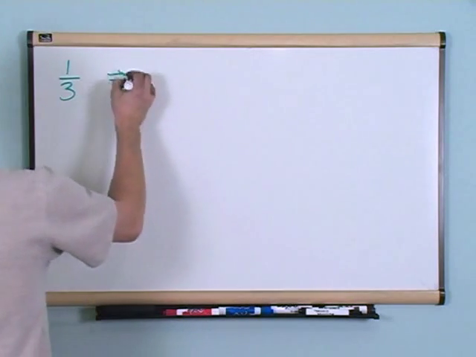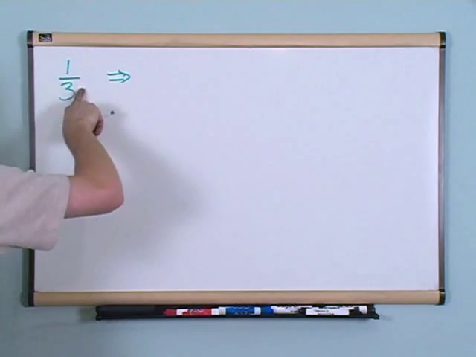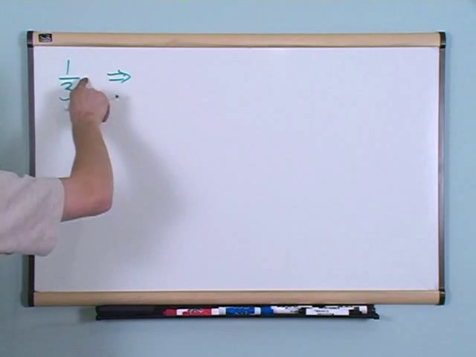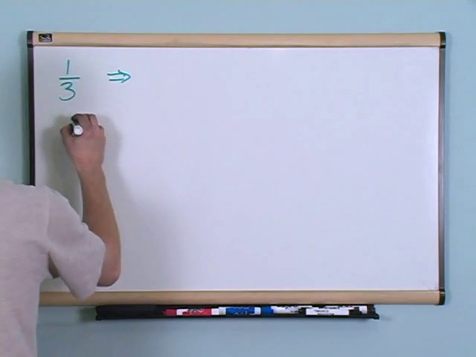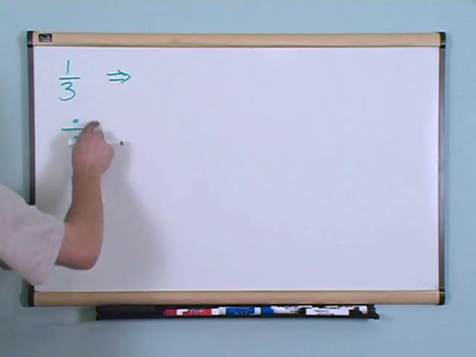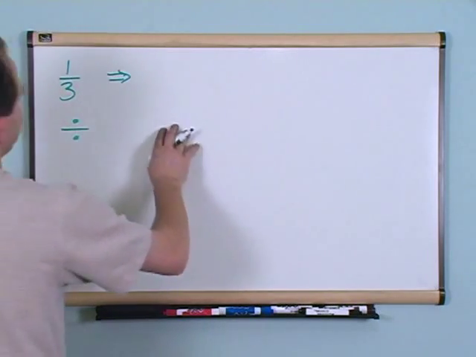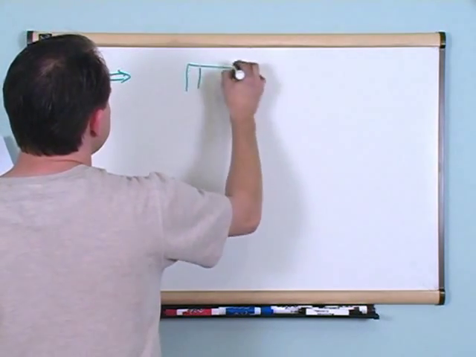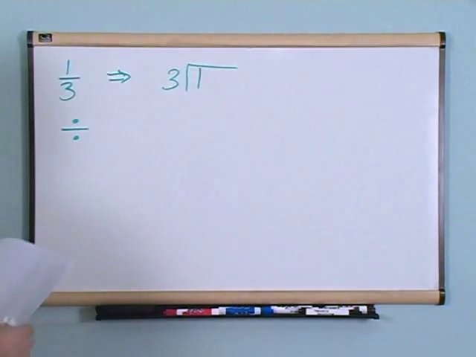Well, it's 1 divided by 3. That's what a fraction means. That's what this bar really means. Notice the symbol for division is this. That's kind of like a fraction, right? 1 divided by 3. So what you have is 1 underneath the house divided by 3.